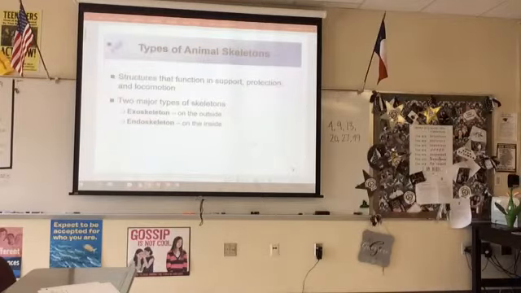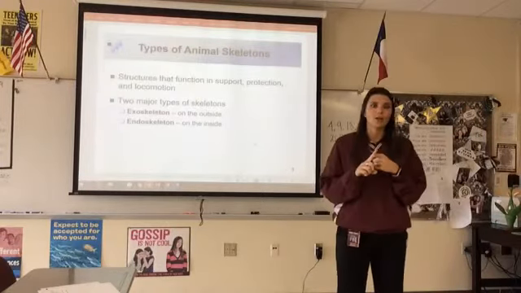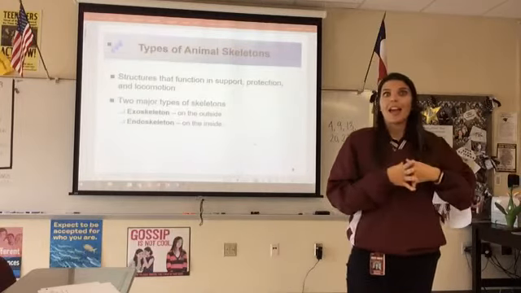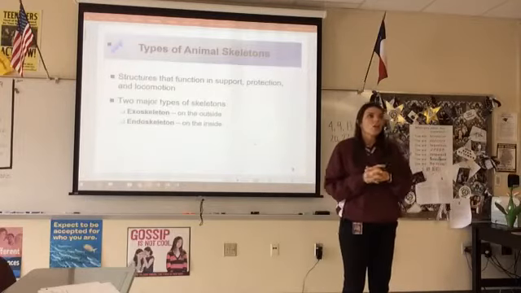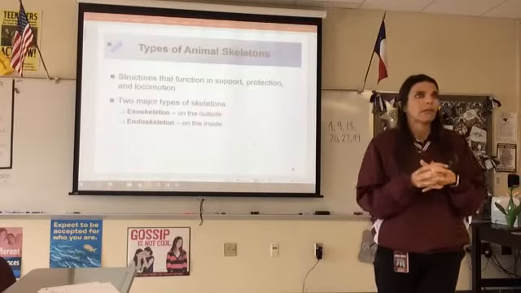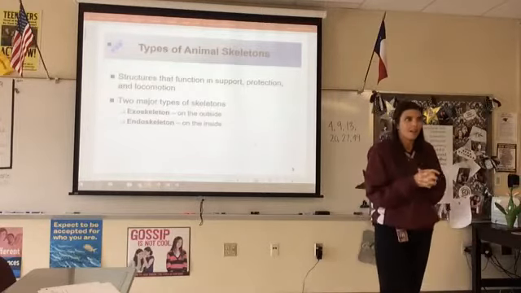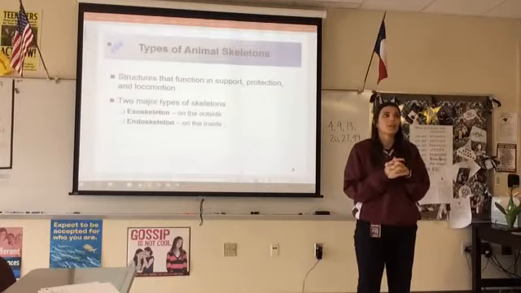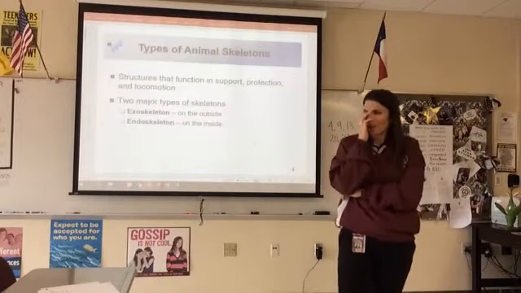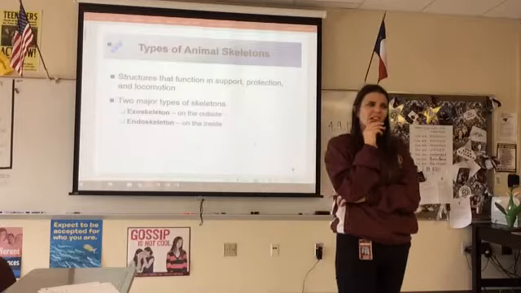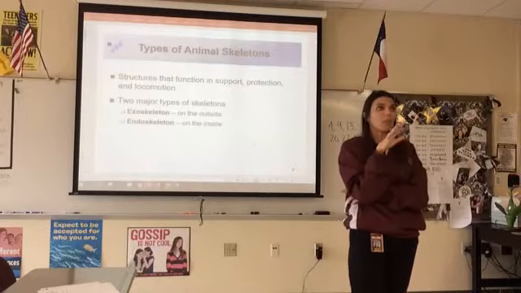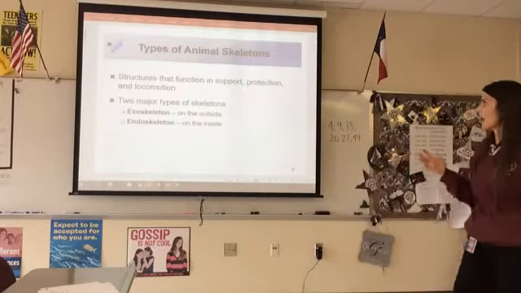When we talk about skeletons in animals, we have two types of skeletons, endoskeleton and exoskeleton. Endoskeleton can be found inside and exo outside. What's the difference in the protection that they offer? One protects the inside. Which one is that? The exoskeleton protects the insides because it's a hard shell. What about the endoskeleton? It's more of a support structure. There is protection, minimal though, when you compare it to an exoskeleton.